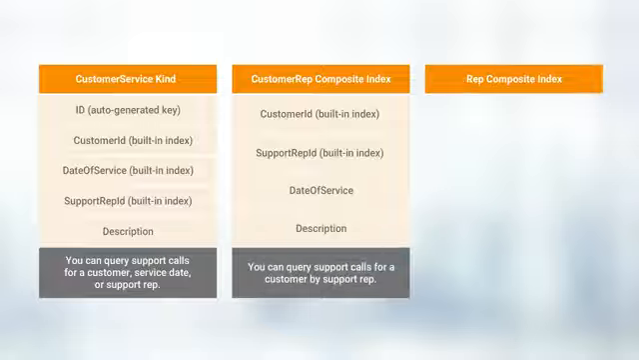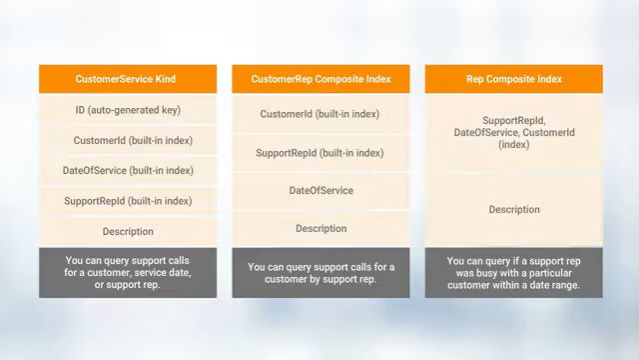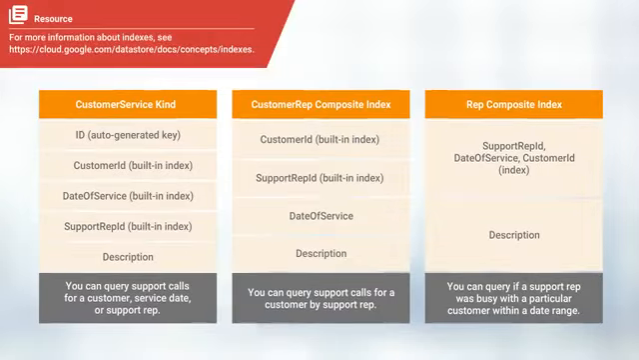A key difference between DynamoDB and Cloud Data Store is that you can create a composite index on more than two properties. For example, to query if a particular support rep, John, was busy with the customer Jane between March 1 and March 31, you can create a composite index on support rep ID, date of service, and customer ID properties. This capability enables you to run queries with more complex filters. For more information about indexes, see the link here.